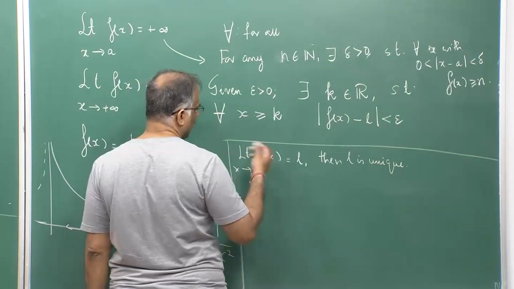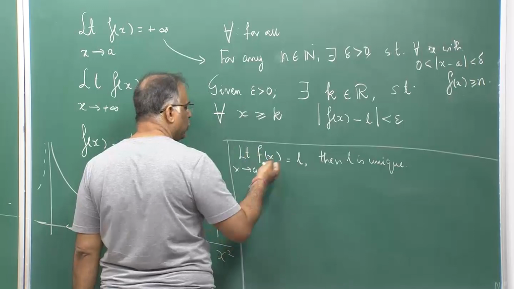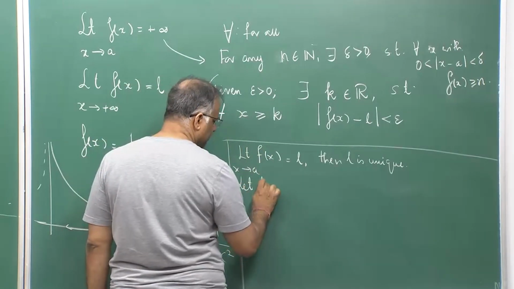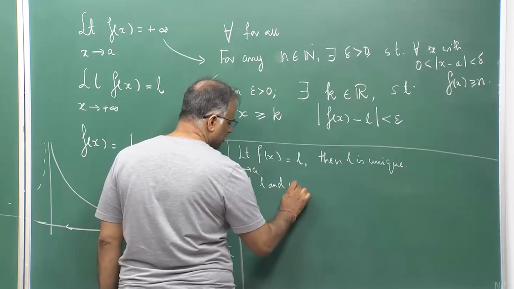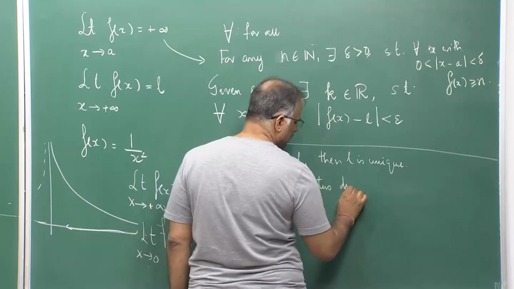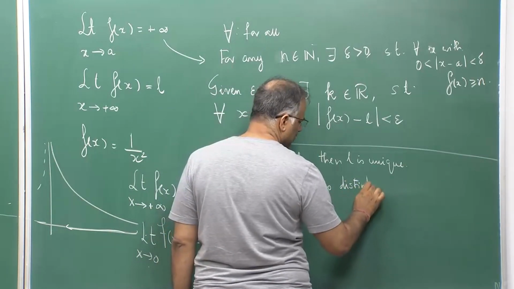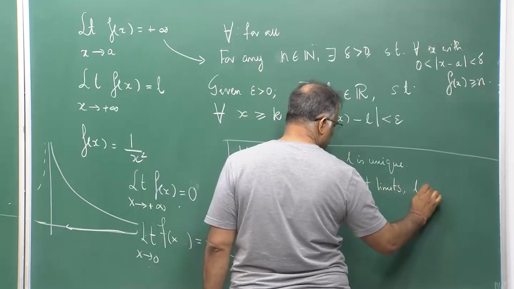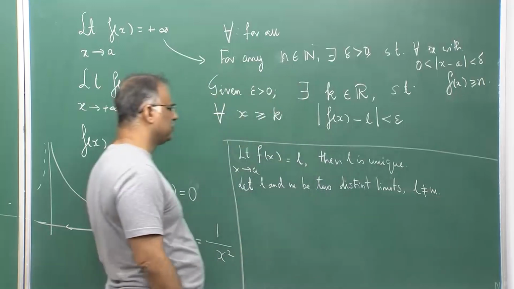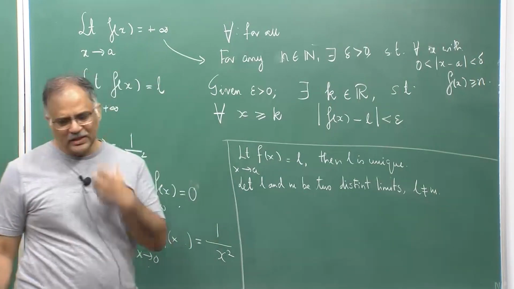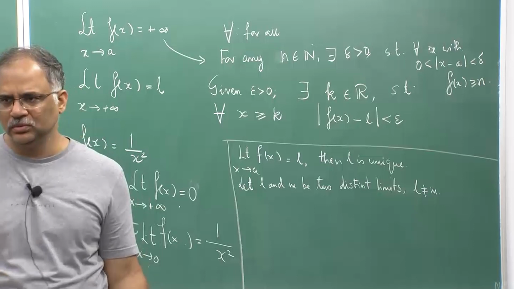So what does it mean? Let us take that there are two limits of this. So let L and M be two limits, two different limits, two distinct limits. So the limit goes to L as well as M. Distinct limit means L is not equal to M. So what do I have now? I will take an epsilon. Once I know epsilon by 2.